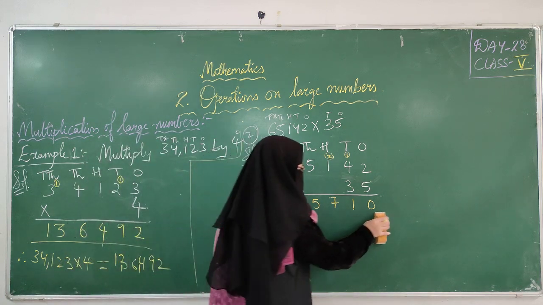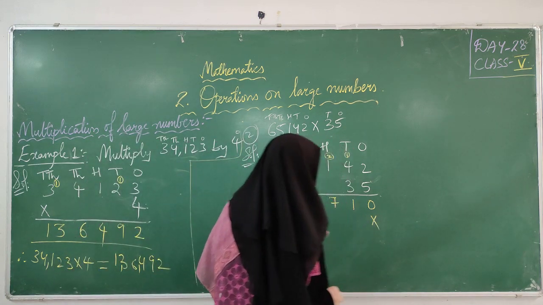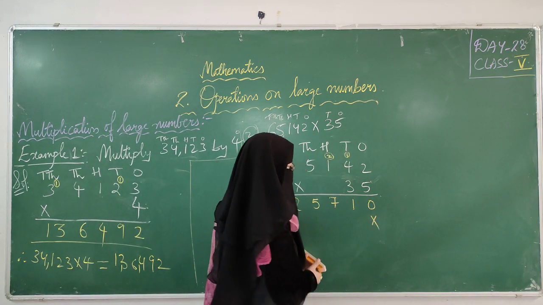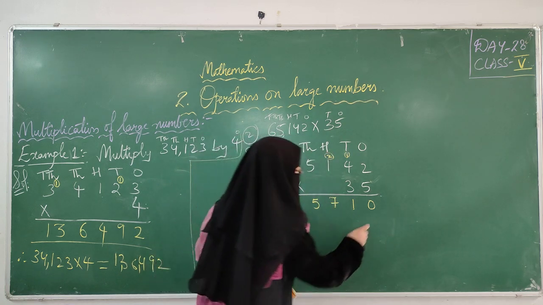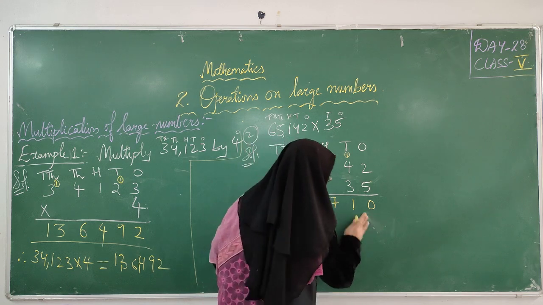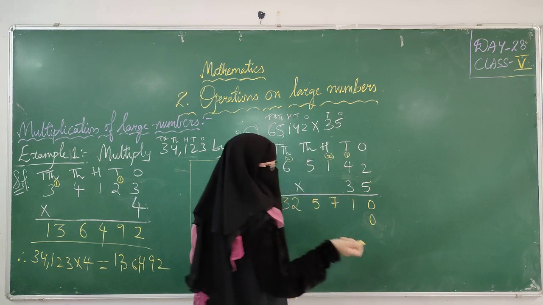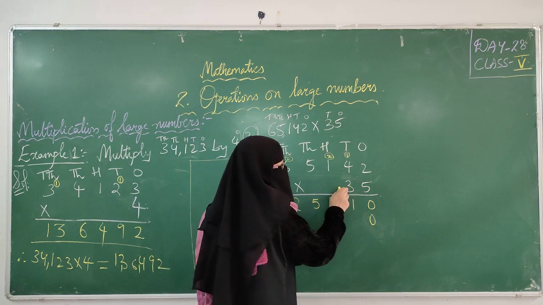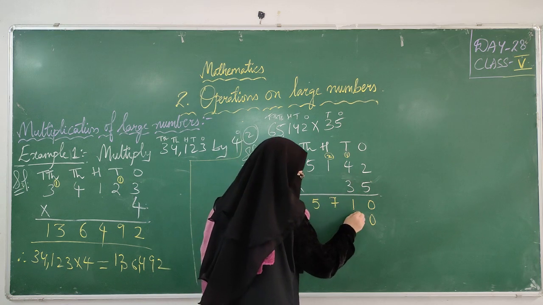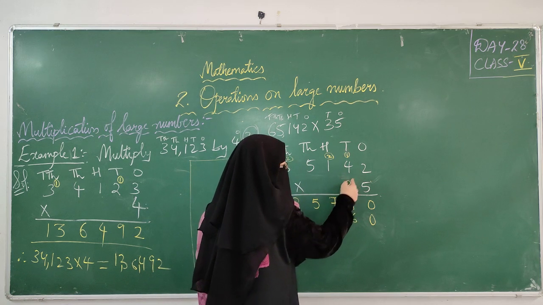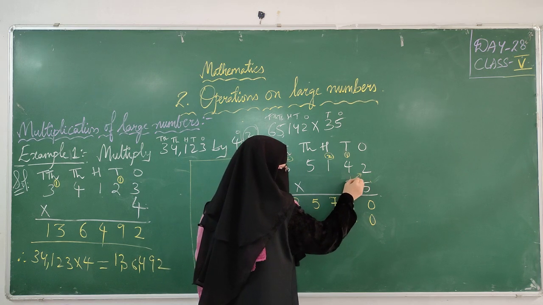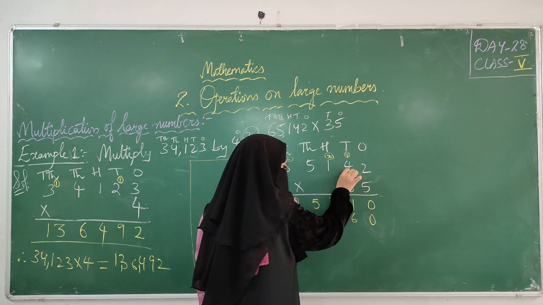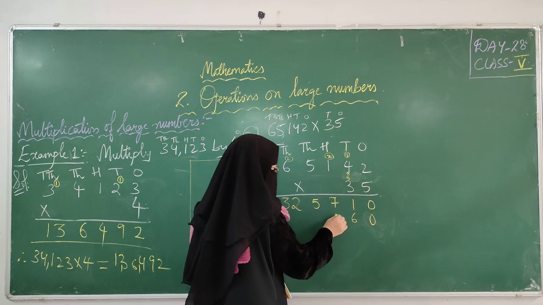You can keep x also if you want to leave this place, or you can keep 0 because 0 is not having any value. Then start multiplication by 3. 3 2s are 6, then 3 2s are finished. Like this, 3 2s are done. Next move to 3 4s are 12.